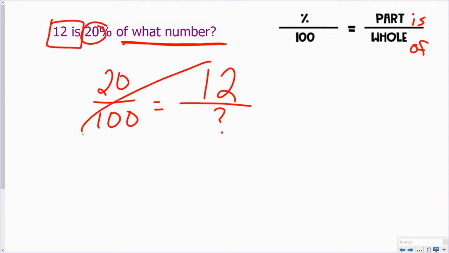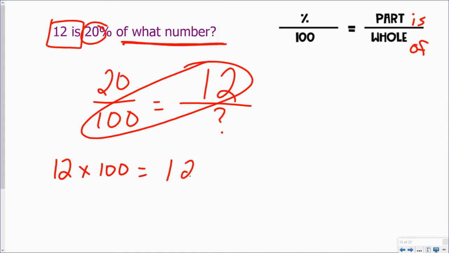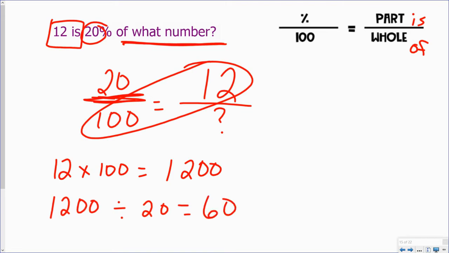So again, cross multiply 12 times 100. That gets me 1,200. And then I take my 1,200 and I divide it by the 20 that's left up here. And that gets me 60. And so my whole amount in this problem would be 60.